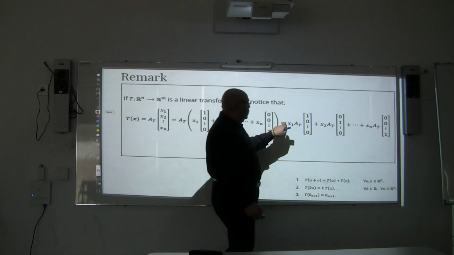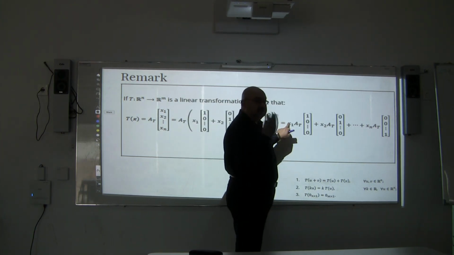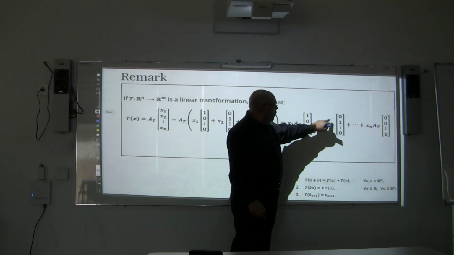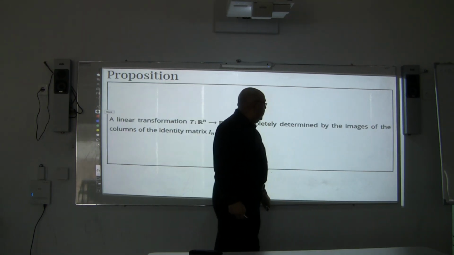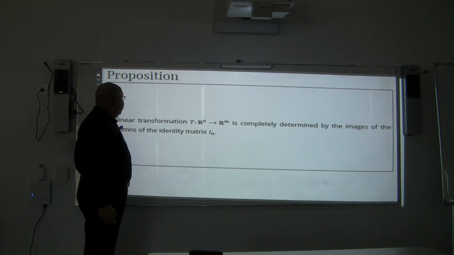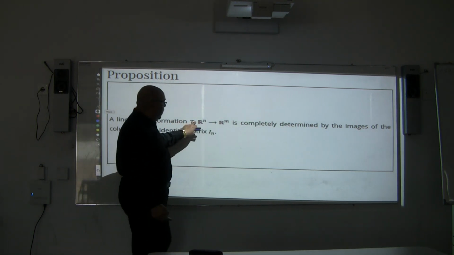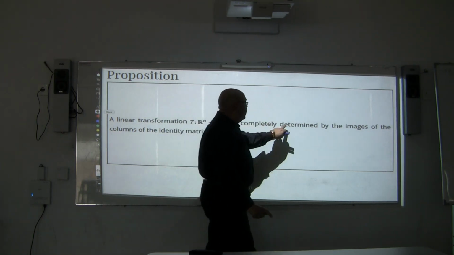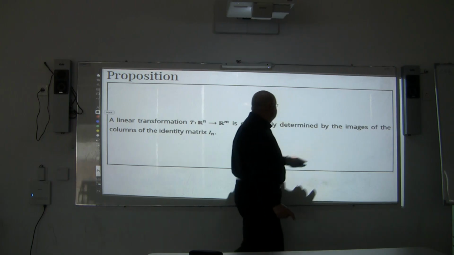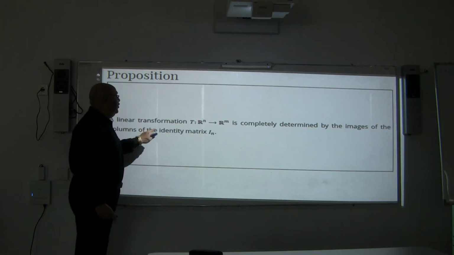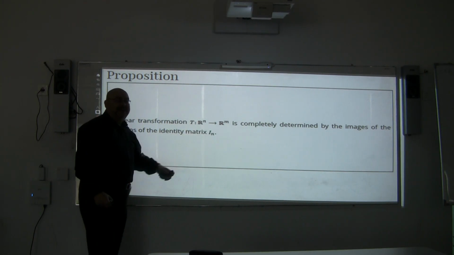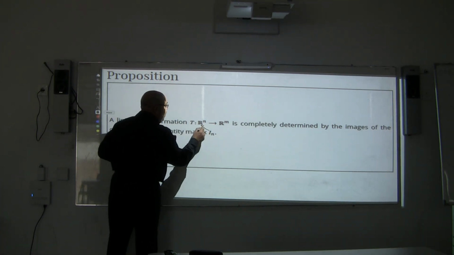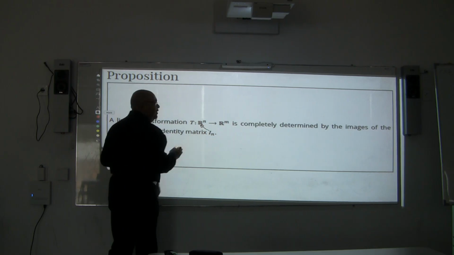Which means I can do it this way. x1, which is a constant, can be taken outside, multiplying A by 1, 0, 0, A by 0, 1, 0, and so on. This is the general transform. A linear transformation T from Rn into Rm is completely determined by the images of the columns of the identity matrix In. Remark, this is In, which is relative to the Rn.